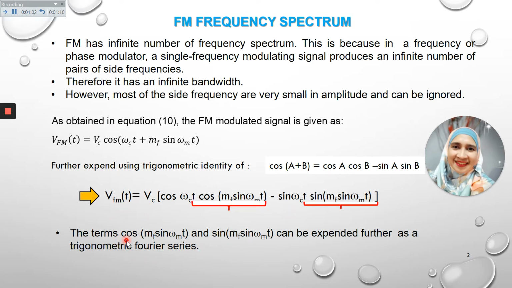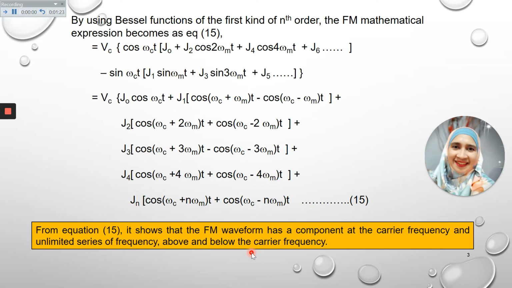Okay, the terms cos(mf sin omega_m t) and sin(mf sin omega_m t) can be further expanded as a trigonometric Fourier series. By using Bessel function of the first kind of nth order, the FM mathematical expression becomes as this equation 15. So this is the new equation using the Bessel function.